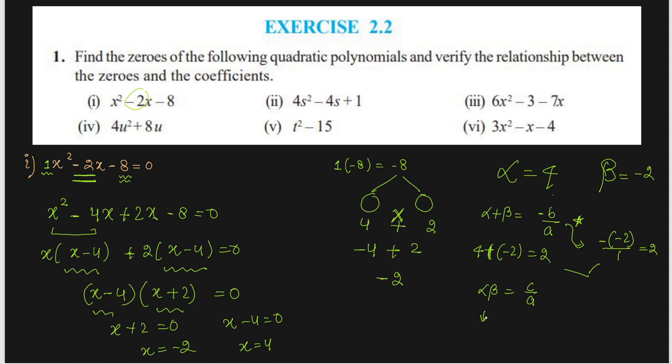So this is nothing but giving you 4 times negative 2, negative 8. c over a is nothing but negative 8 over 1, negative 8. So hence both are equal. Hence you can solve this up.